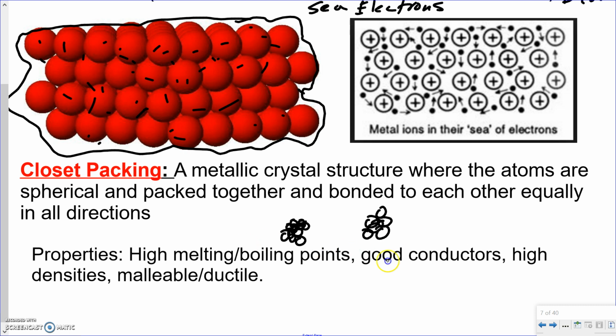That just happens, okay? These guys are good conductors, okay? So again, what is a conductor? A conductor is having the ability to have electrons flow or have charges flow.